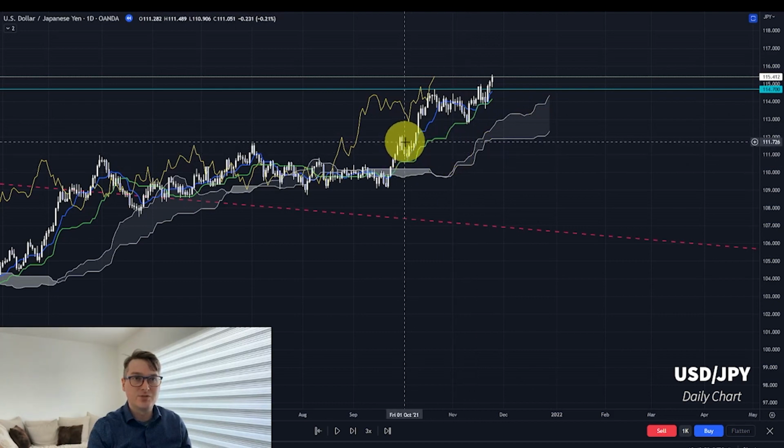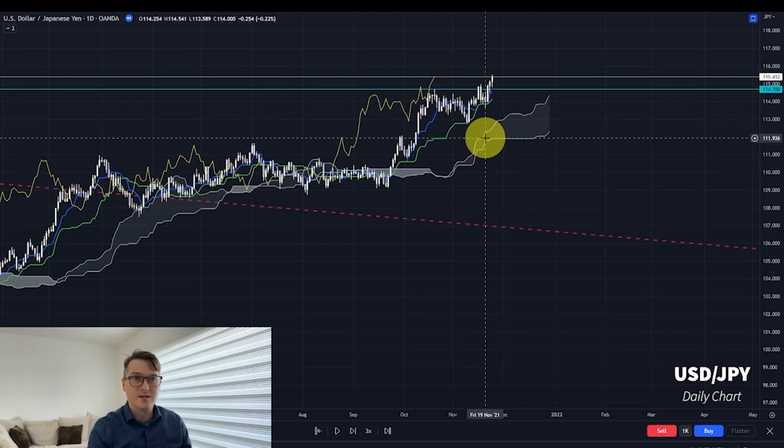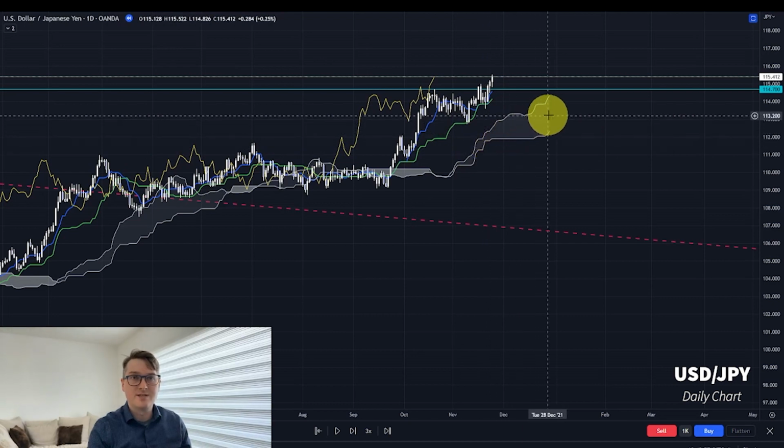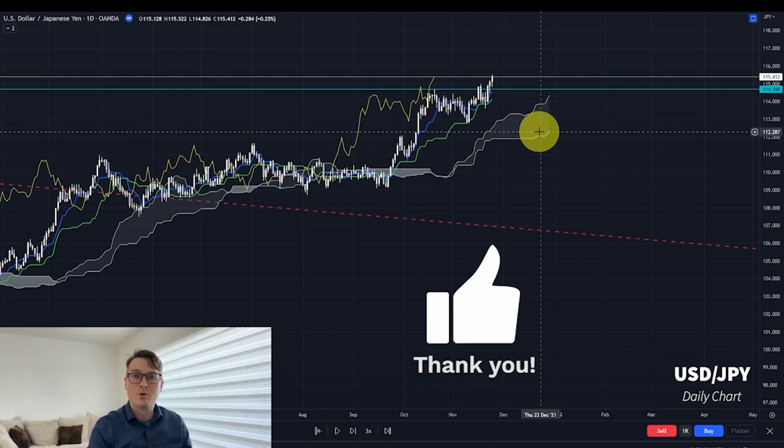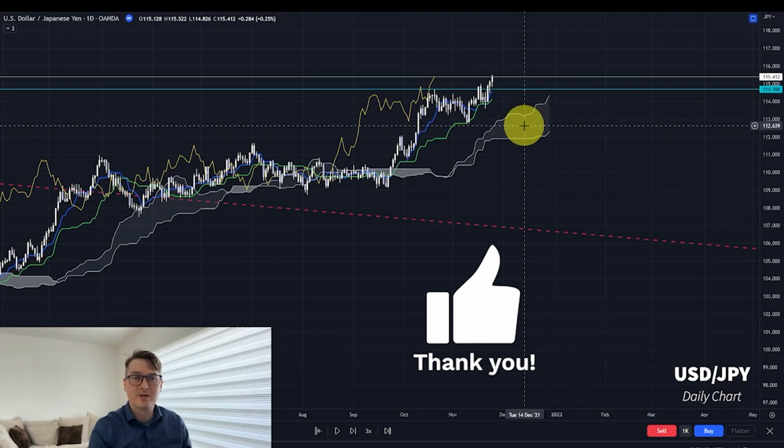So this was just the beginning of the trend. But now we have more steam in the cloud. And so having more steam in the cloud just shows us that there's more momentum in the trend. And we can trust the trend much better when the cloud is thicker, right?